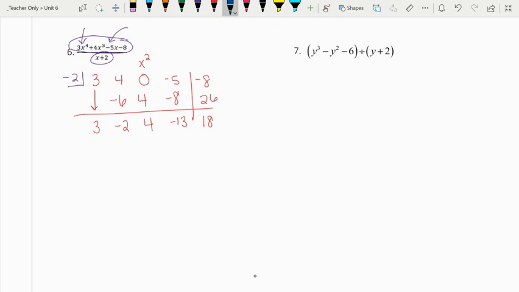So now, instead of starting off with our answer as 3x to the fourth, it's, sorry, as 3x. Again, it is one less than where we started. So we started with to the fourth, so this will be to the third. So 3x cubed, minus 2x squared, plus 4x, minus 13. And that 18 is a remainder.